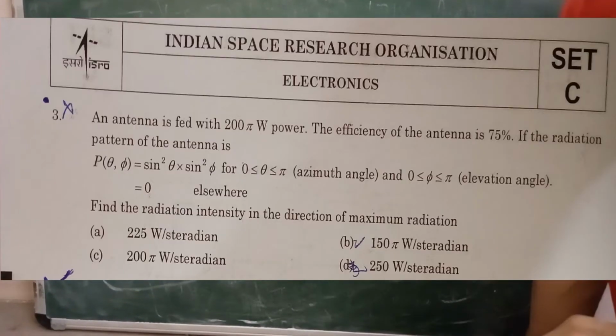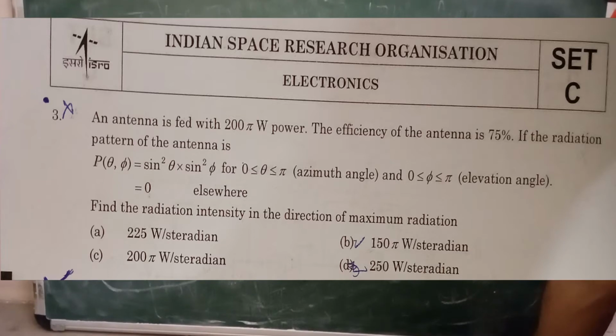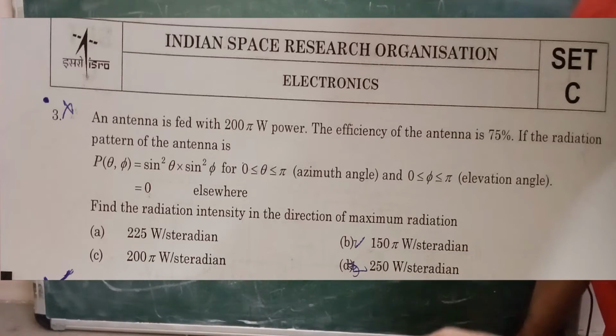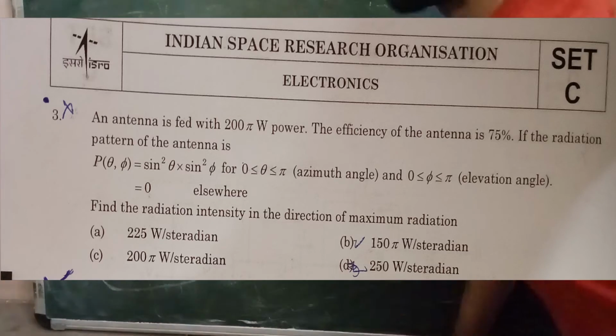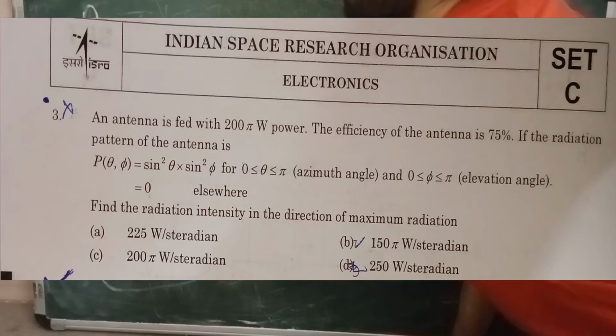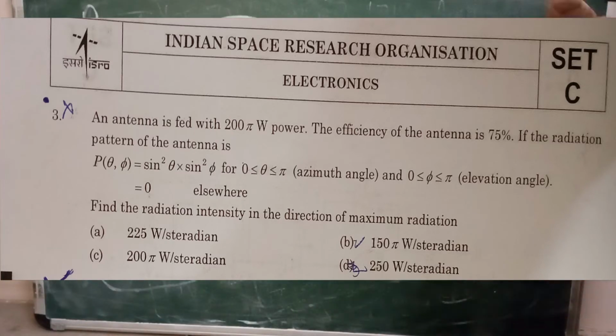Now students, see question number 3. That is ISRO 2018, question number 3, set C. Here it is given that an antenna is fed with 200π watt. The input power given to the antenna, P input, is 200π watt.